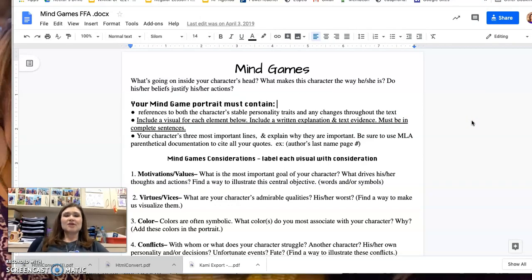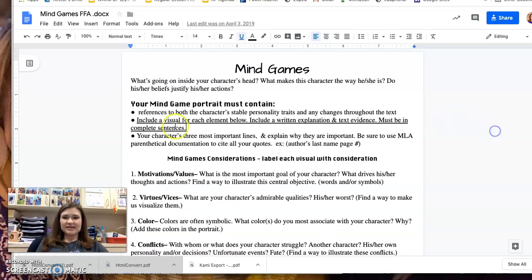This project is called Mind Games because we are looking inside your character's head. This is not a physical portrait that you're going to draw. It's more abstract because we're looking at actual characterization: how your character is thinking throughout the story, how they develop, how the other characters affect them, what their goals are, what their highs are, what their lows are. So we're going to look at lots of different things.